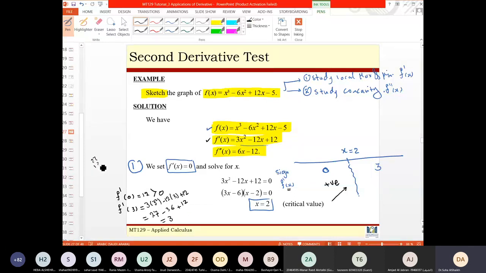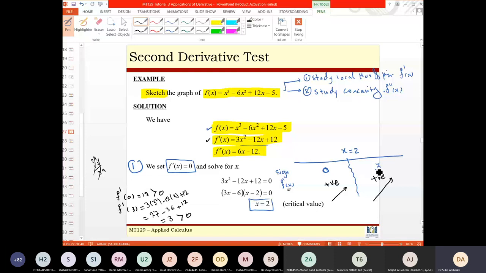Now 27 and 12 is 39. Yeah, it's a 3. Positive again. So again, this one is positive, so this means it's increasing. Do I have a minimum or maximum? Do I have a peak or a valley? No. So we don't have any extreme point.